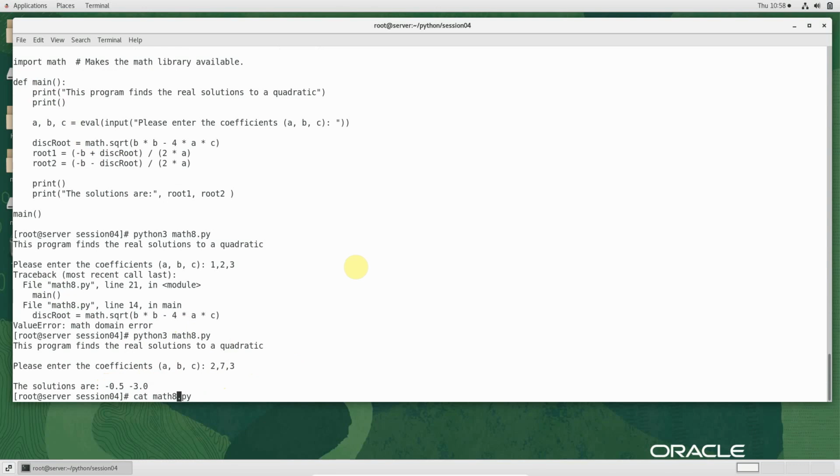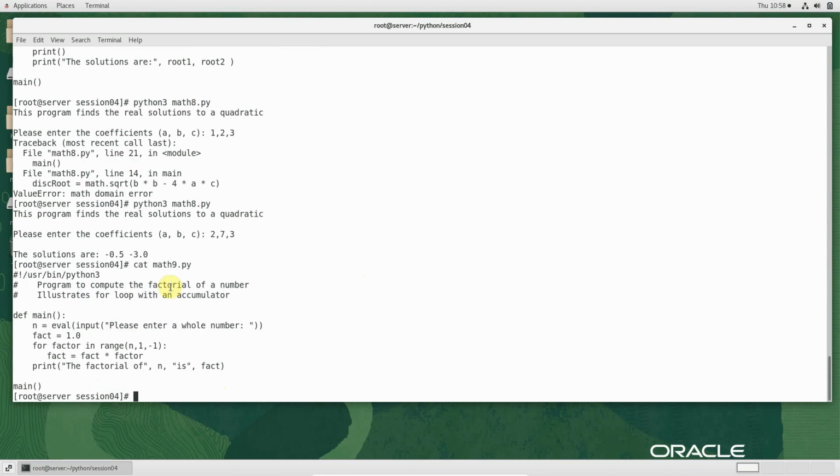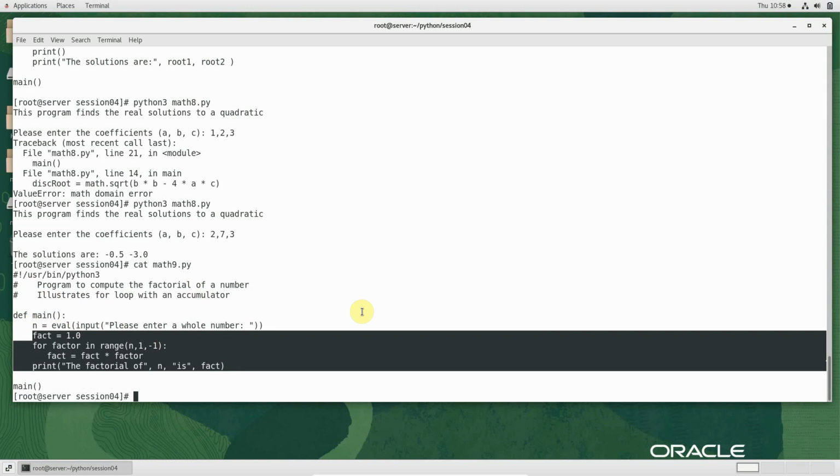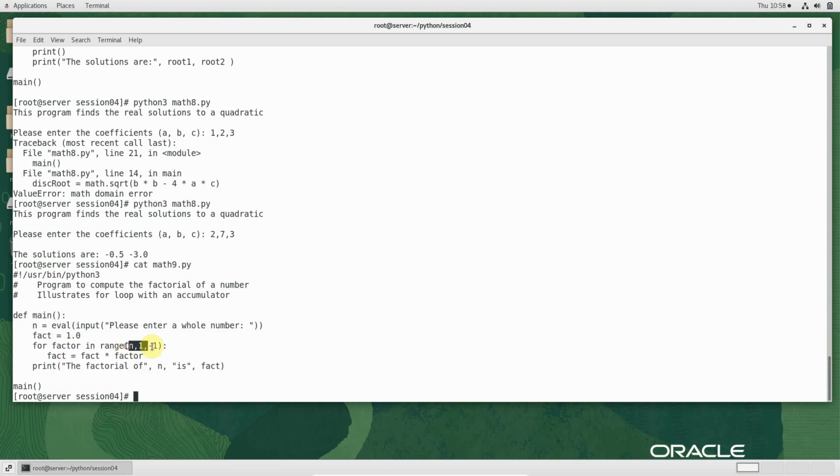Let's try another example, 9. What is this example? It's calculating the factorial of a number. So it is using the n value, enter the value of a whole number, and factorial is equal to 1.0, and for factor in range. Here I would like to show you, I'll explain this loop actually, though I have not discussed this loop in detail, but for the time being, for the sake of simplicity, take it as: for variable in this range starting from n to 1, every time decreasing the value by minus 1.